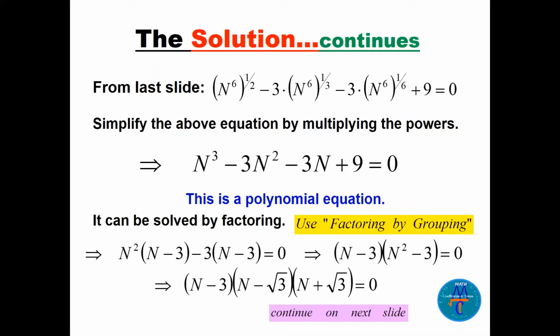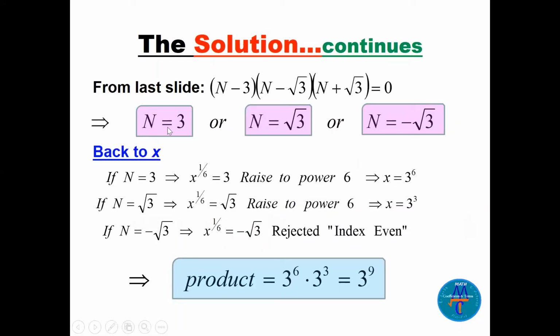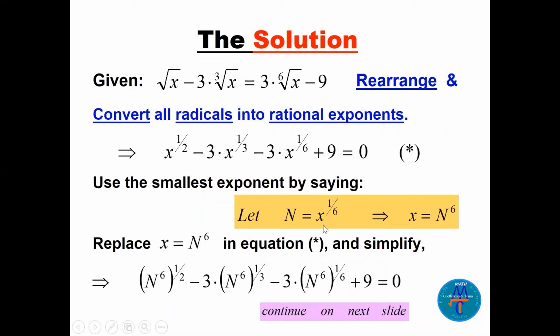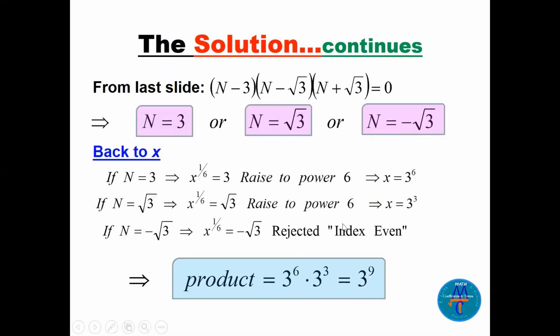I know this is a long equation, but it is so nice and challenging. So we have 3 values for n: n equals 3, n equals square root of 3, n equals minus square root of 3. Let's take them one by one because we need to go back to x, remember that. If n is equal to 3, we know n is x to the power 1/6, so 3 equals x to the power 1/6. Raise both sides of the equation to the power 6. So x equals 3 to the power 6.